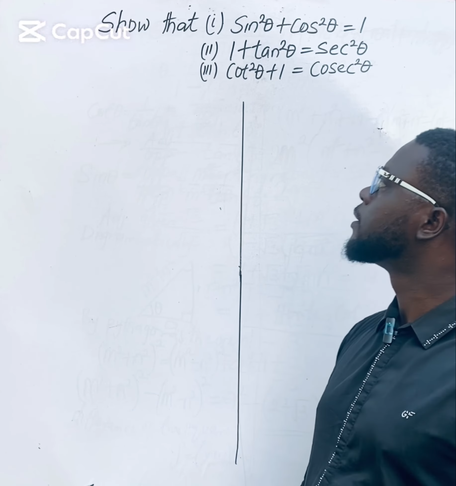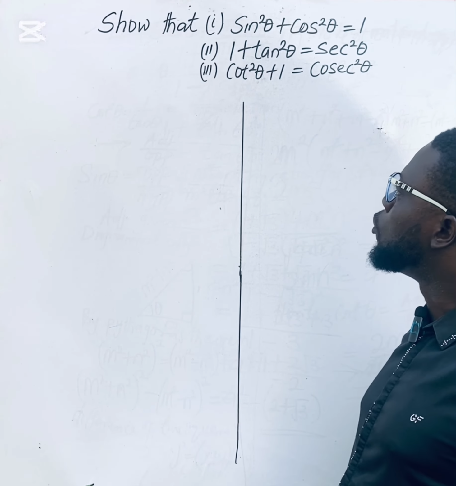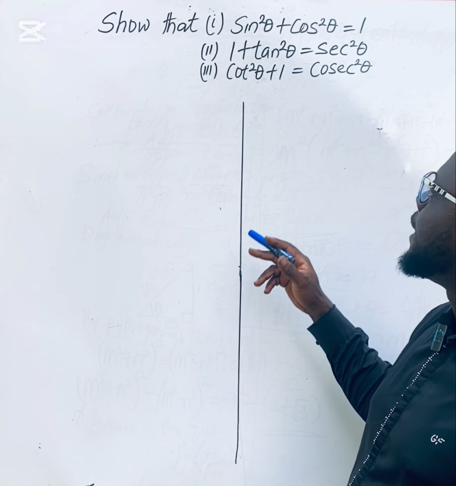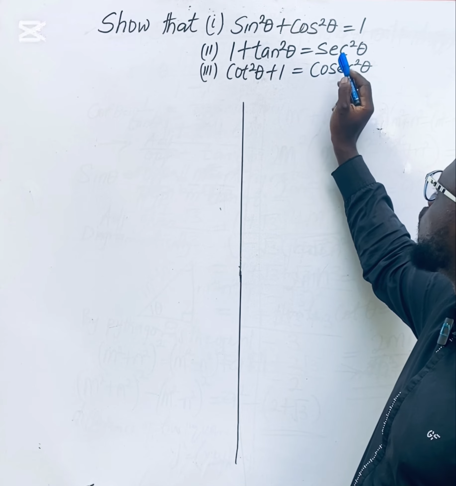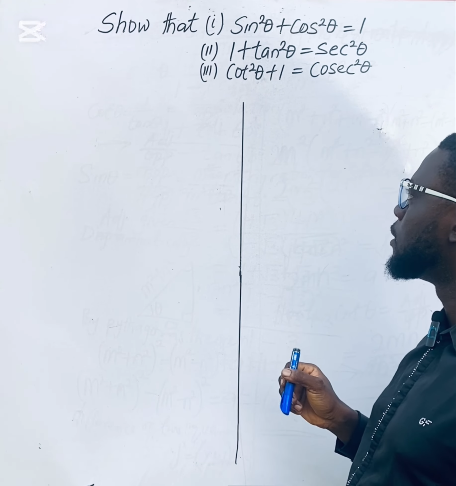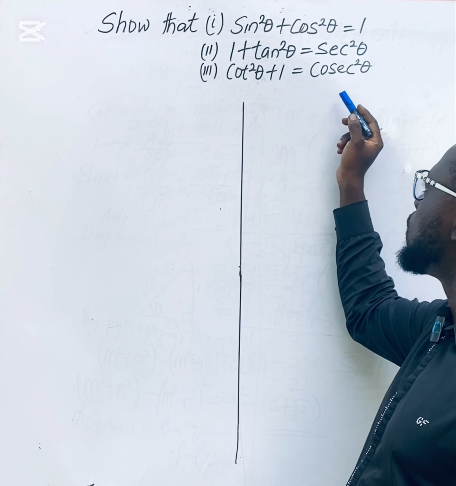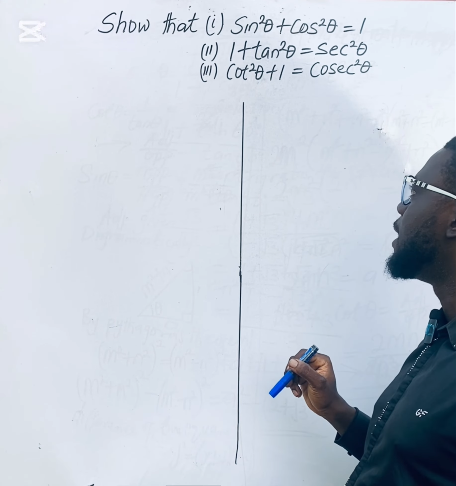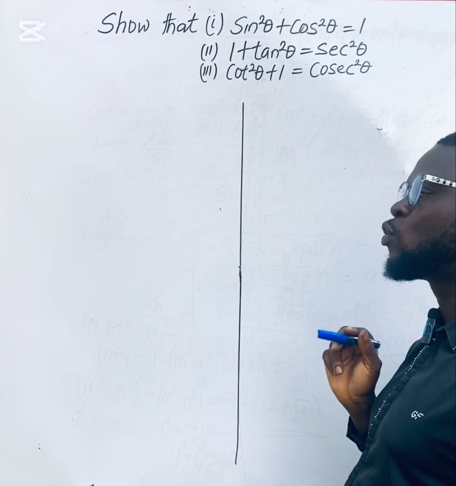Great viewers, let's check this question on trigonometry identities. It says show that sine squared theta plus cos squared theta equal to 1. Also show that 1 plus tan squared theta equals sec squared theta. And cot squared theta plus 1 equal to cosec squared theta.